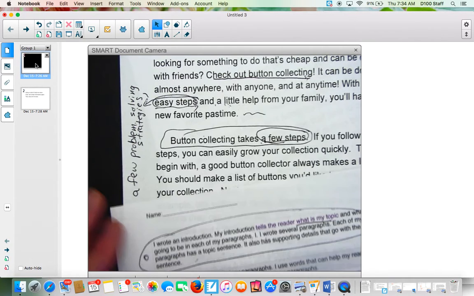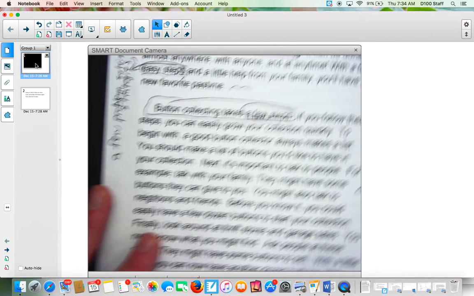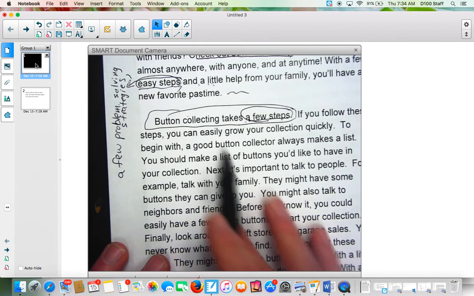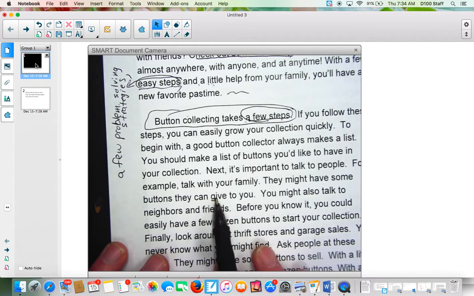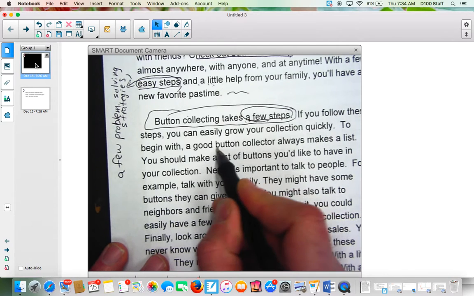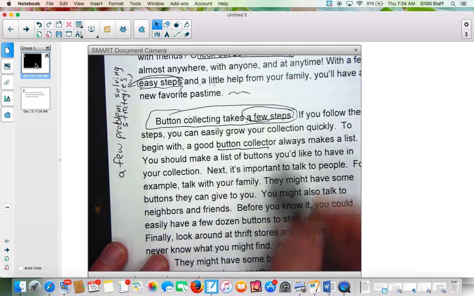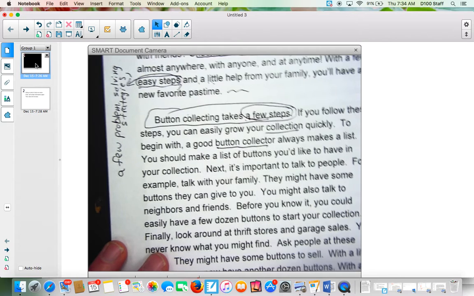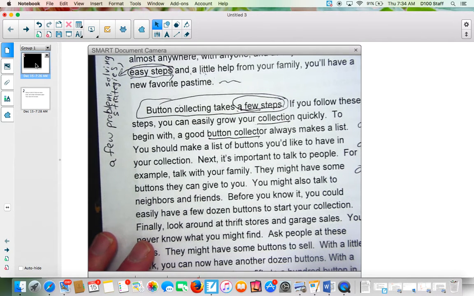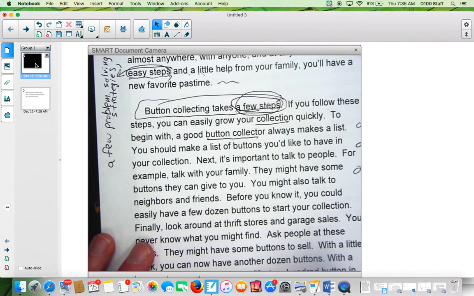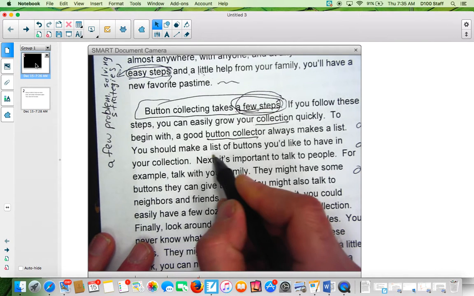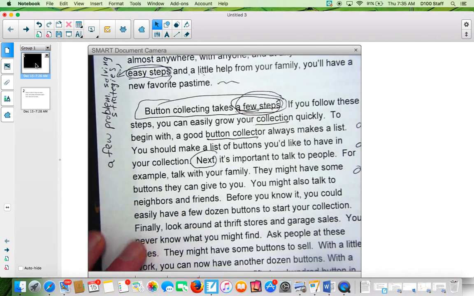So I'm going to go back through and I'm going to see if I used keywords. Well, I know I wrote this in chronological order, okay? And I also use words like button collector, okay? A collection. So I'm telling them that I think they can get the idea that this is about a collection and a few steps. So I'm going to go back through and circle all of them, giving myself credit that I used some chronological words.